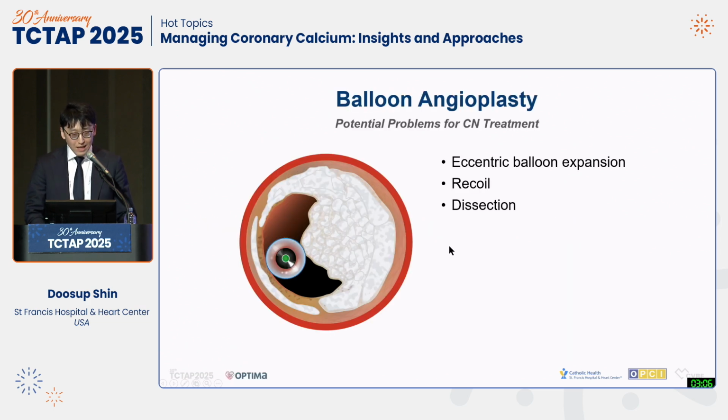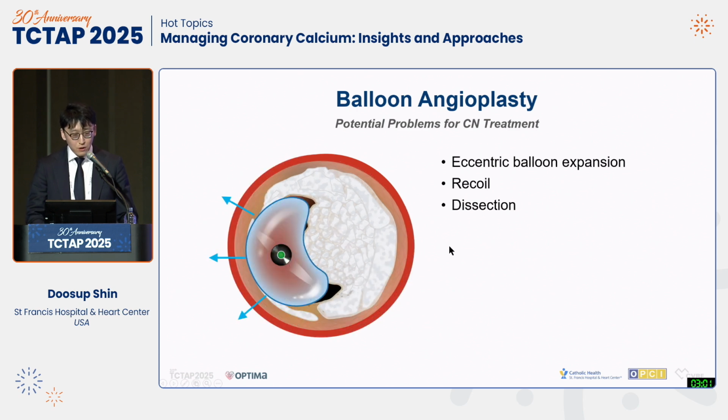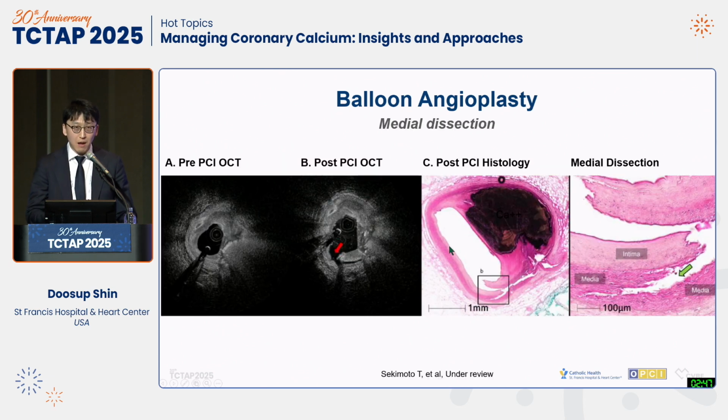Of course, balloon angioplasty has risks and cons, because if you have an eccentric calcified nodule and you inflate the balloon, it technically pushes the soft part away, not affecting the calcified nodule, and it tends to recoil after you deflate the balloon. Another important issue is medial dissection. We've done an autopsy study with CV Path recently, and we frequently saw this kind of dissection at the interface of calcified plaque and the normal tissue.